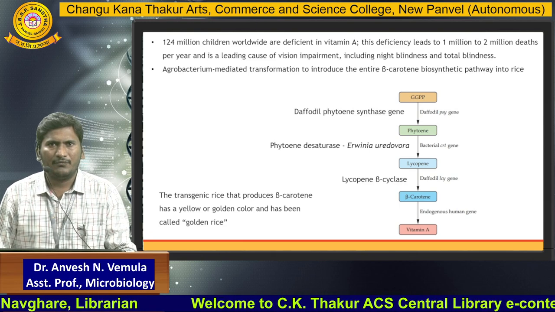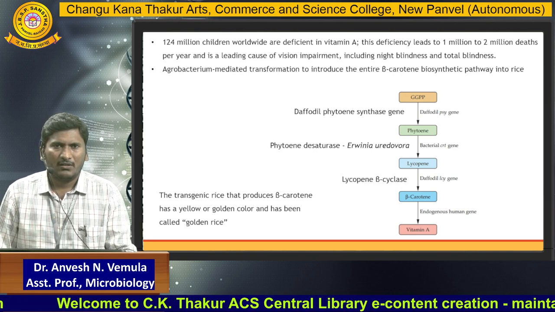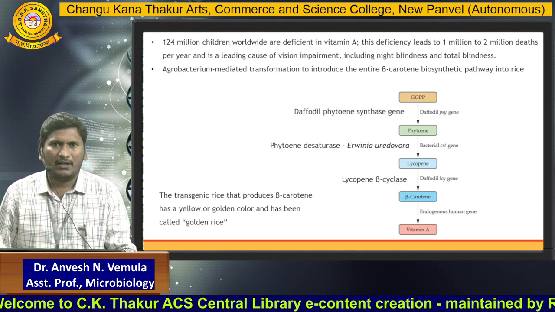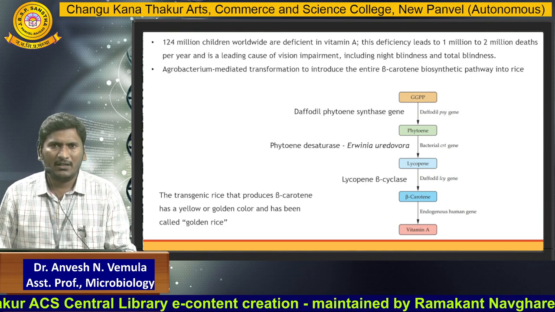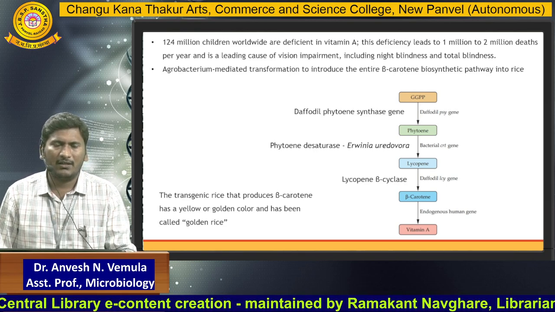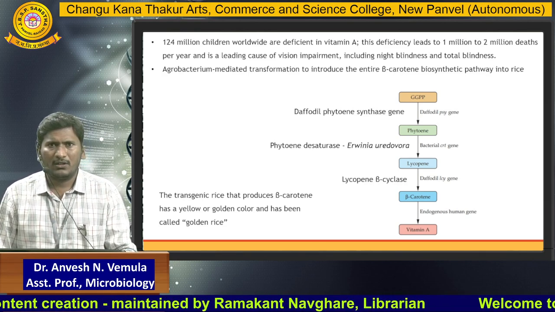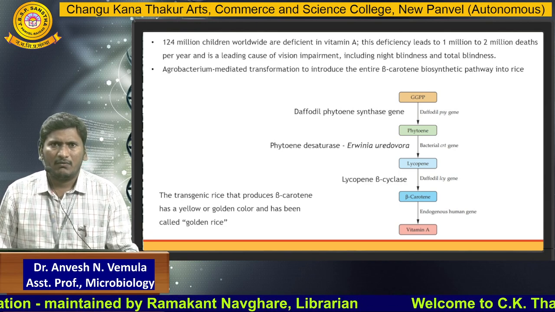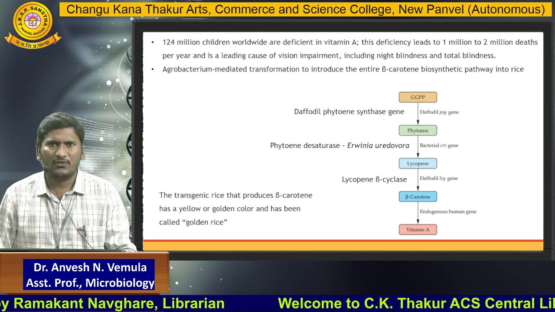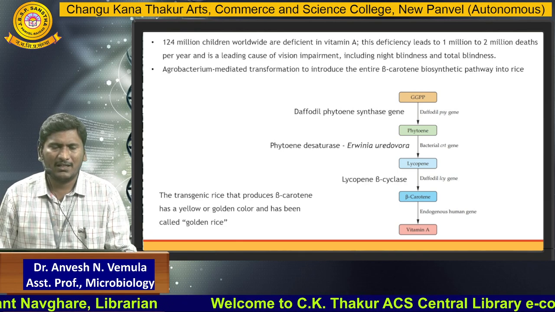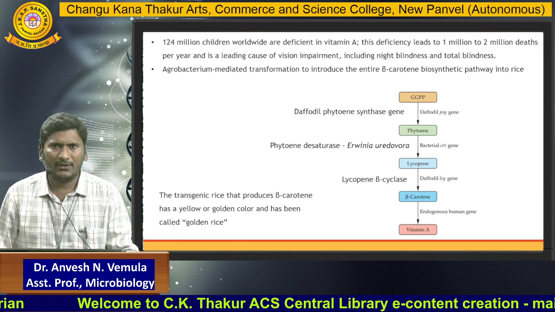The selected plant is rice, Oryza sativa, into which we can introduce the entire pathway of vitamin A synthesis so that people can consume this rice as a staple food in their routine life. The pathway requires a total of three different genes. One is daffodil phytoene synthase gene, second is phytoene desaturase, third is lycopene beta cyclase. These three genes are essential to convert the precursor into beta carotene.